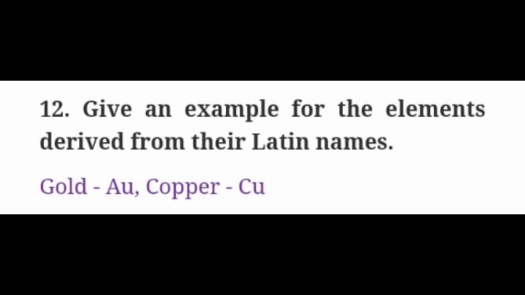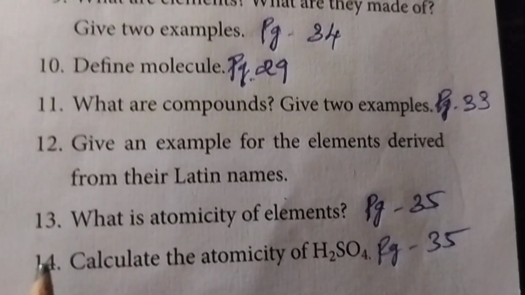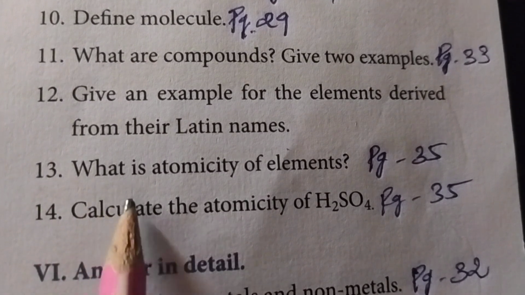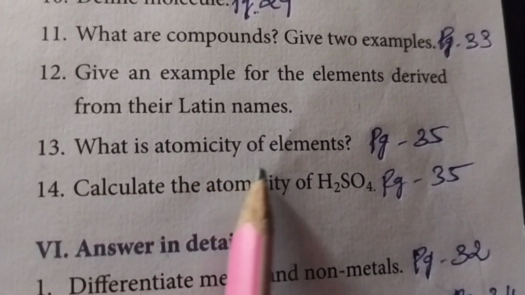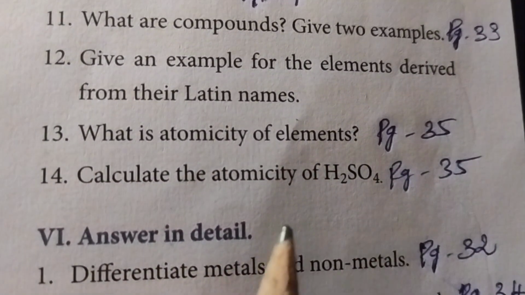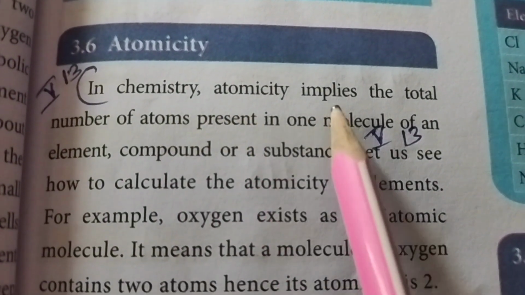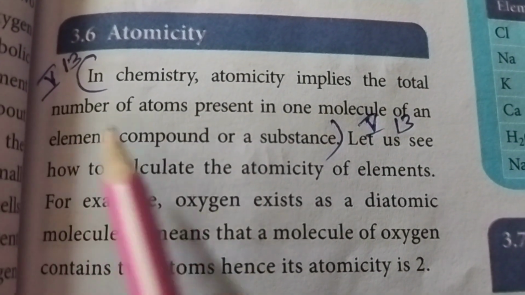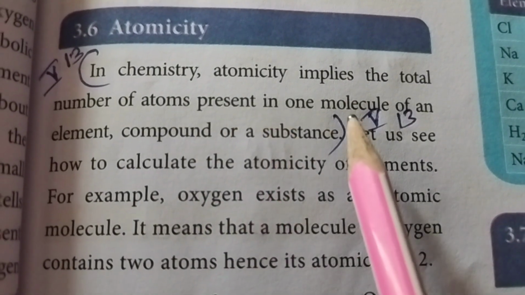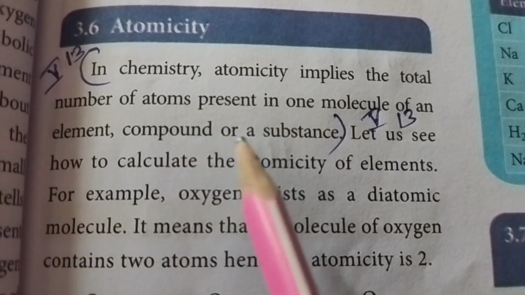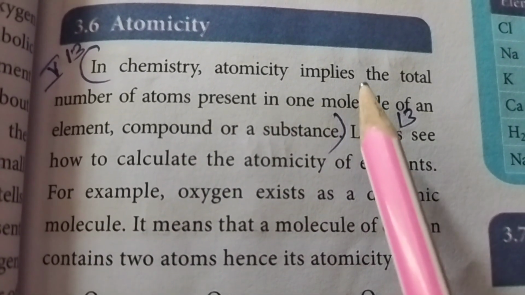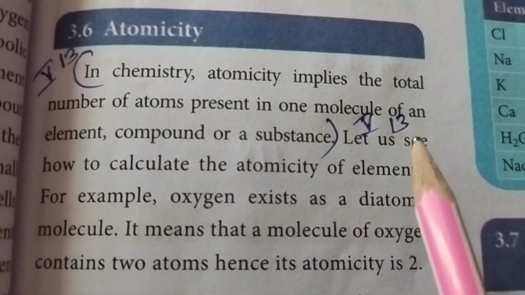12th question, give an example for the elements derived from their Latin names: gold Au, copper Cu. 13th one, what is atomicity of elements? Page number 35. In chemistry, atomicity implies the total number of atoms present in one molecule of an element, compound or a substance. This is the answer to the 13th question in the 5th Roman letter.